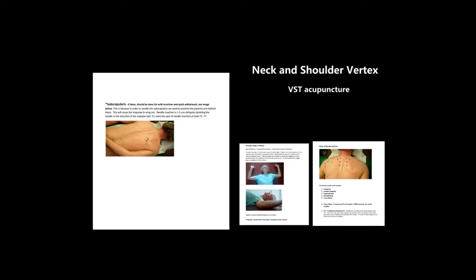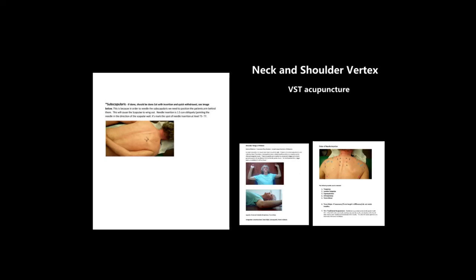Now, we are needling perpendicular, oblique, pointing in the direction of the scapular wall, and we can go as deep as 1.5 chun. So this is a way to needle the subscapularis muscle, and you can work your way up and down the medial side of the fanned out scapula. We do not retain the needles on this one. This is just a quick needle technique, and we don't retain. So this is in cases of restricted external rotation of the shoulder.